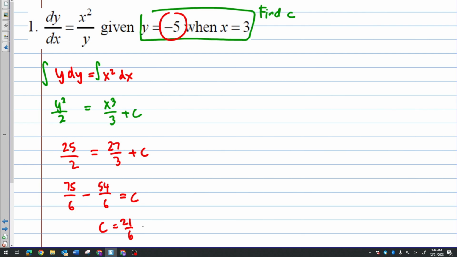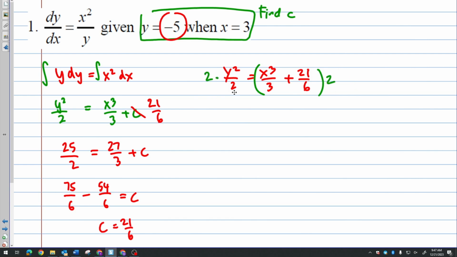Okay, so right here, I'm going to plug in 21 over 6. Now never erase your c, because we're looking for this expression here in case you accidentally solve for c incorrectly. So what I get is y squared over 2 is equal to x cubed over 3 plus 21 over 6. Let's solve for y. I'm going to multiply both sides by 6, I think. So multiply this by 6 and multiply this by 6. So this gives me 3y squared is equal to, I'm actually not sure why I did that. Let's multiply everything by 2.